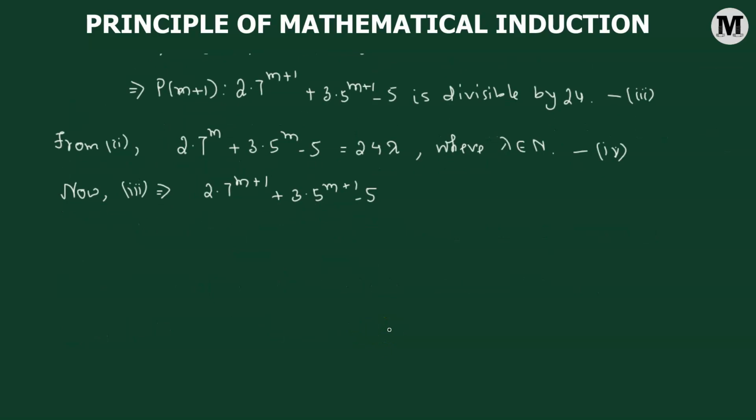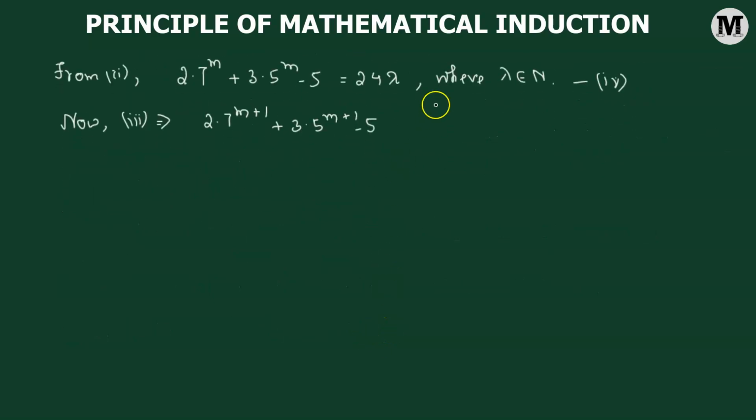Okay, so what we'll do, we're going to simplify this expression. So here we can rewrite it as 2 times 7 raised to the power of m times 7. All we are doing is using the laws of exponent, added to 3 times 5 raised to the power of m times 5, minus 5. So now we have 7 multiplied to 2 times 7 raised to the power of m, added to, so 3 times 5 will be 15. We have 15 multiplied to 5 raised to the power of m, minus 5.